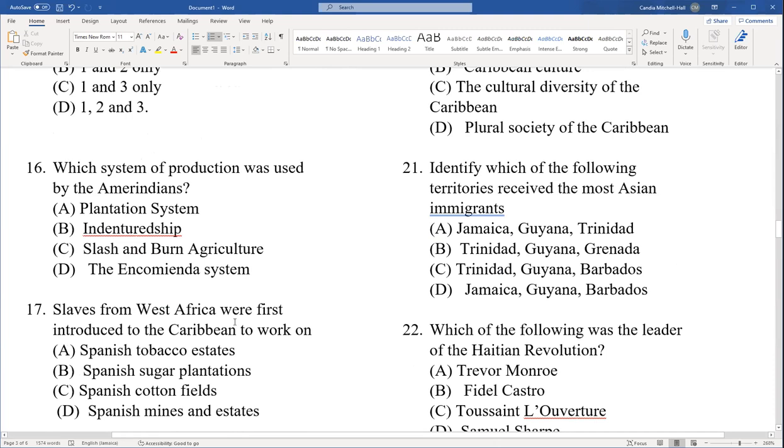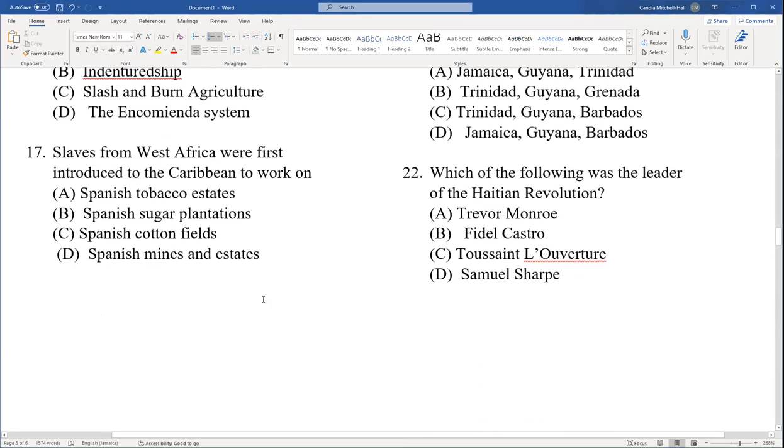May I have a volunteer for 16 to 20? I can go, sir. Go ahead for me, please. Which system of production was used by the Amerindians? Slash and burn agriculture. Good. C is the answer. 17. Slaves from West Africa were first introduced to the Caribbean to work on Spanish tobacco estates.